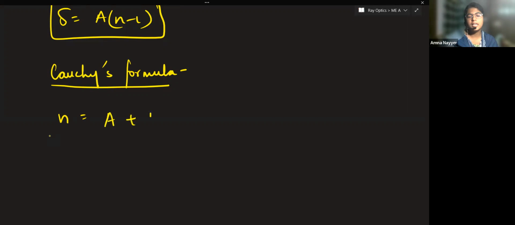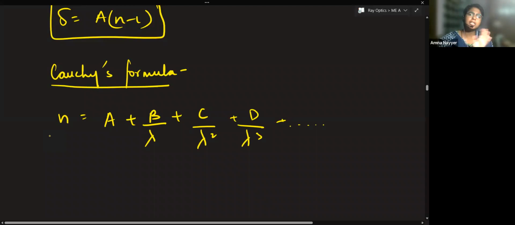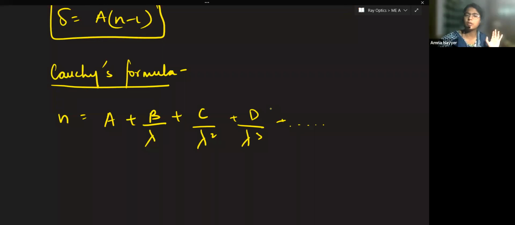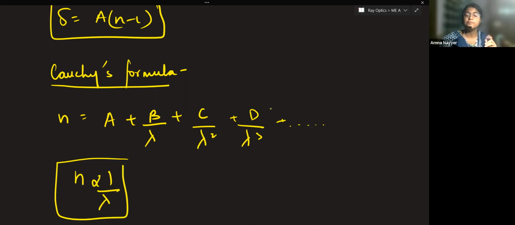So this is n equals a plus b by lambda squared plus c by lambda to the fourth, and it will keep on going with higher powers of lambda. A, B, C, D are constants. Lambda is just wavelength. Basically, this formula just wants to tell you that refractive index is inversely proportional to wavelength. So this is important, and from here you'll have numericals.